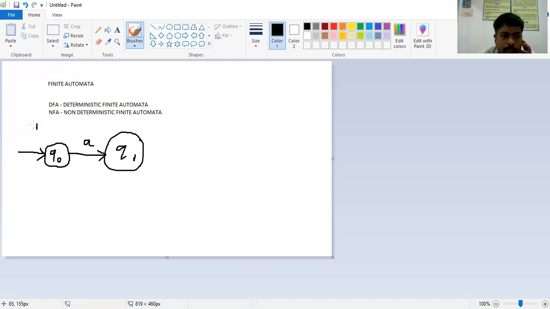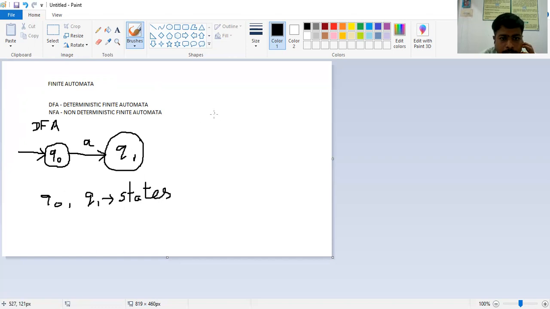Here I read the input symbol small a, and it reaches from one state to another state. So in this case, Q0 and Q1 are the states. Whenever we read the input symbol a, it reaches only one state. In the sense, that is called DFA.